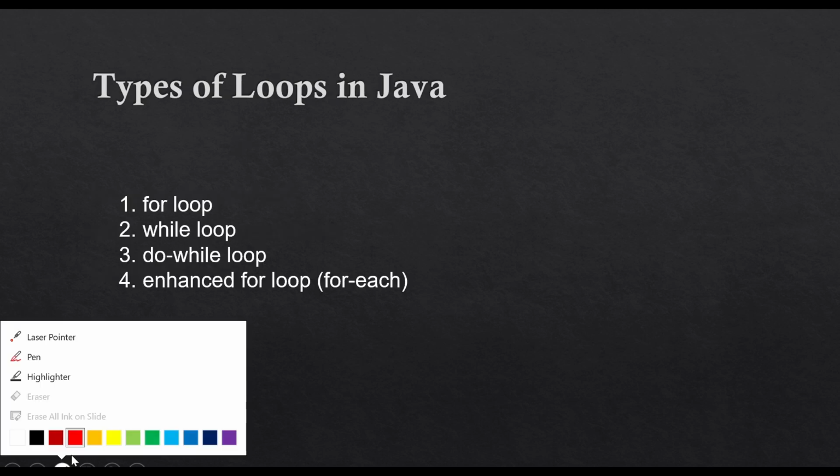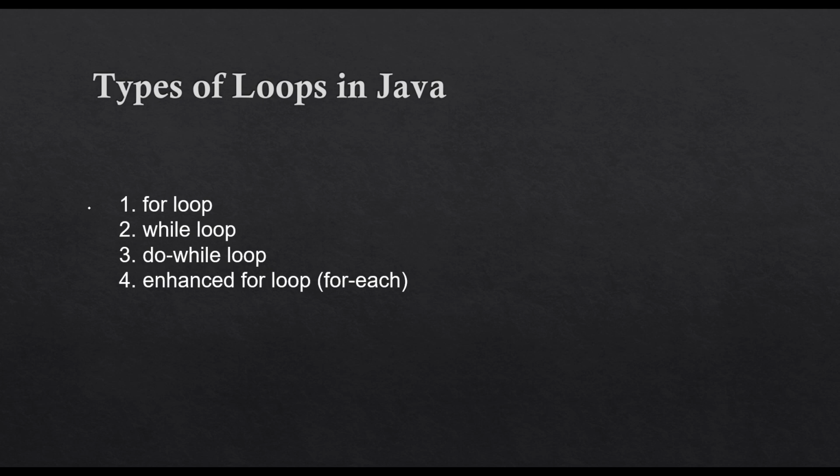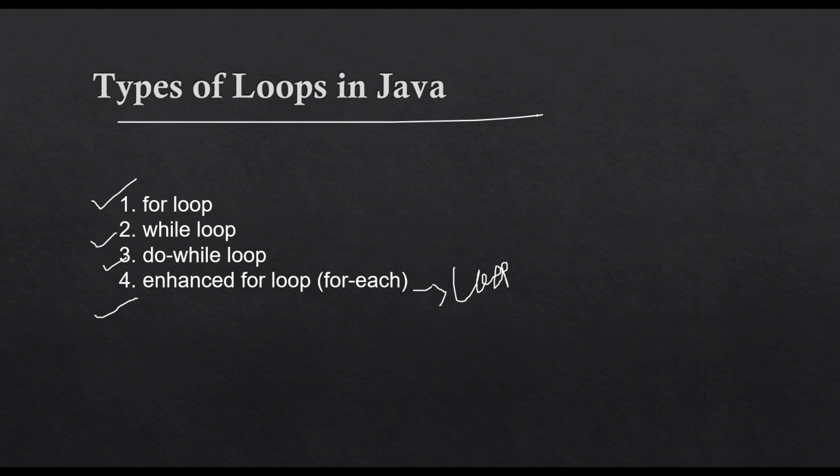So what are the types of loops? These are the for loop, while loop, do while loop, and the for each loop. Okay, so types of loops. Let's start. First of all, I will learn the for loop, then the while loop, do while, and all.